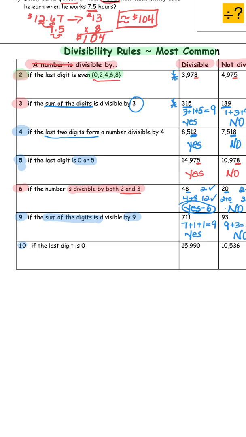Now you must remember this one. If the last digit is a 0, that means that number is divisible by 10. Let's look at the example. 15,990. It ends in a 0. Is that number divisible by 10? The answer is yes. And if we look at the one next to it, 10,536, it ends in a 6. Can 10 be divided into that number equally? Well, it does not end in a 0. Therefore, the answer is no.